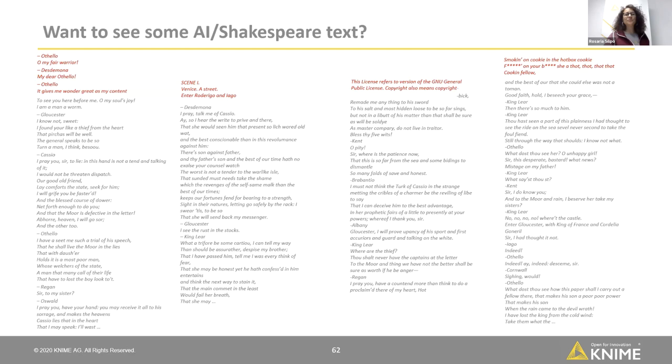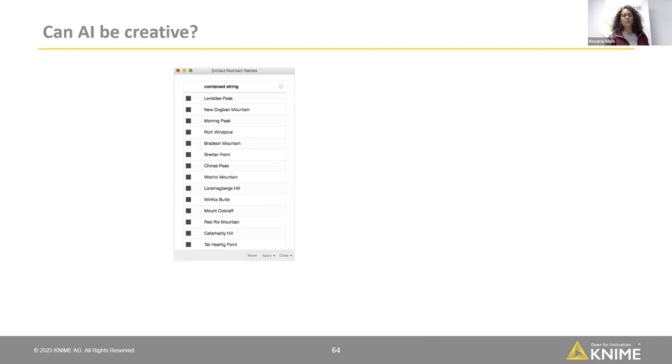So in conclusion, can AI be creative? That was my question at the beginning. This was the list of fake mountain names. And actually they were successful because they were fake names. They were reminiscent of mountains, and they could work as possible new names for a clothing line. And of course they were copyright free because they didn't exist before.